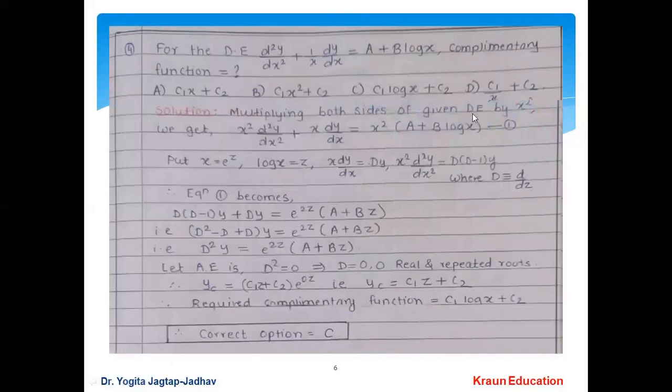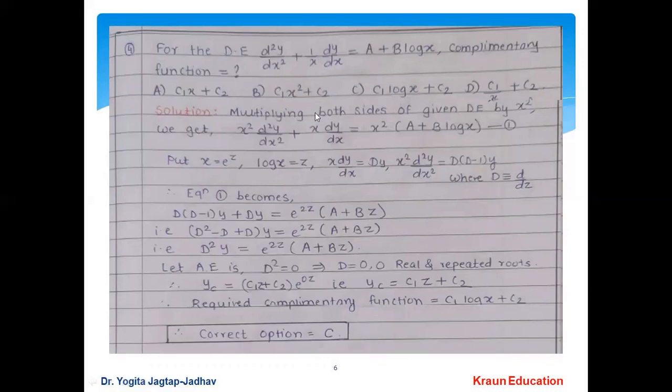Therefore, multiplying both sides of the given differential equation by x square, we have x square d square y by dx square plus x dy by dx equal to x square into a plus b log x. Now it is in Cauchy's or Euler's homogeneous form, right? Here we have to substitute x equal to e raised to z and log x equal to z, with x dy by dx equal to Dy and x square d square y by dx square equal to D minus 1 operating on y, where this D equals what? D equals d by dz, right?